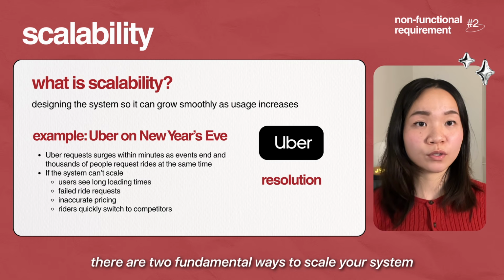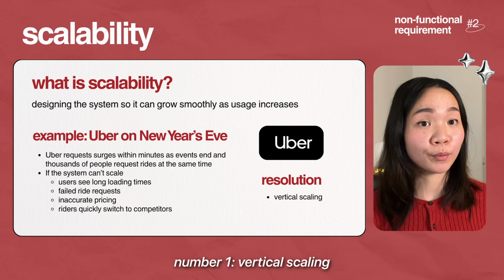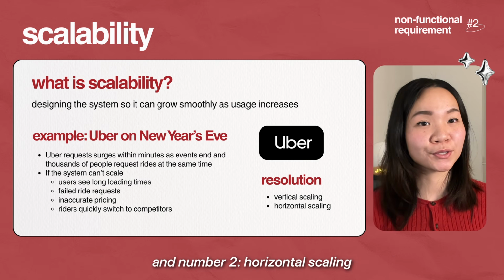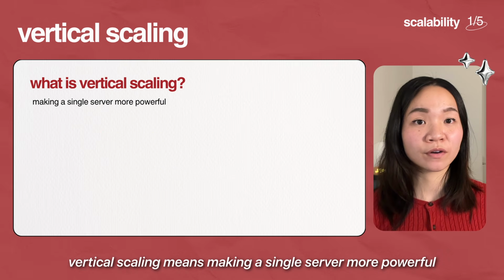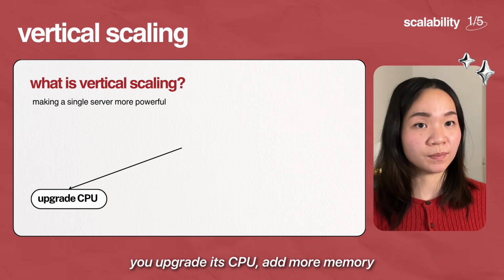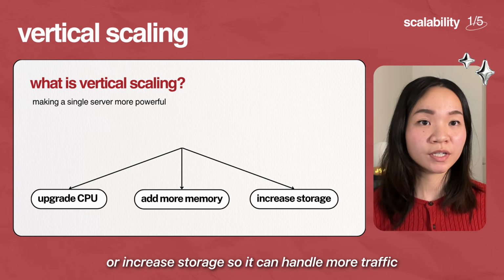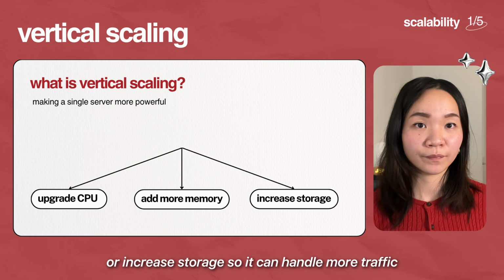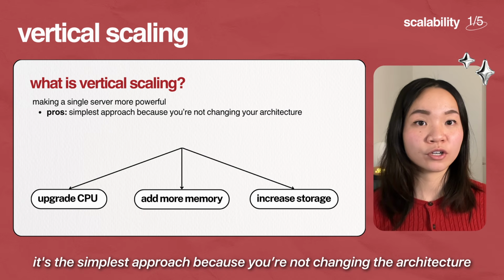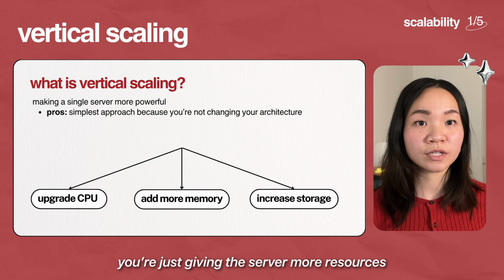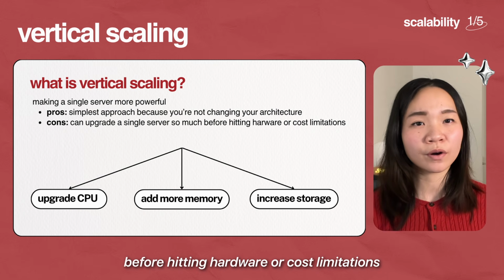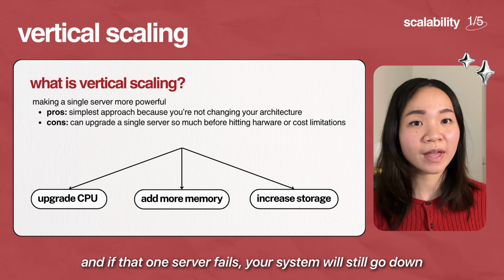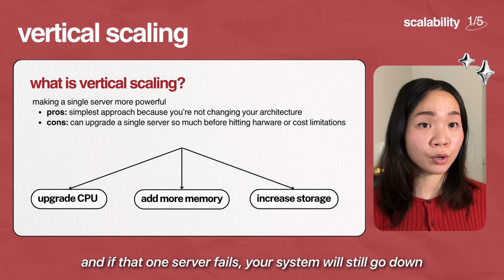There are two fundamental ways to scale your system. Number one, vertical scaling, and number two, horizontal scaling. Vertical scaling means making a single server more powerful. You upgrade its CPU, add more memory, or increase storage so it can handle more traffic. It's the simplest approach because you're not changing the architecture. You're just giving the server more resources. However, you can only upgrade a single server so much before hitting hardware or cost limitations. And if that one server fails, your system will still go down.